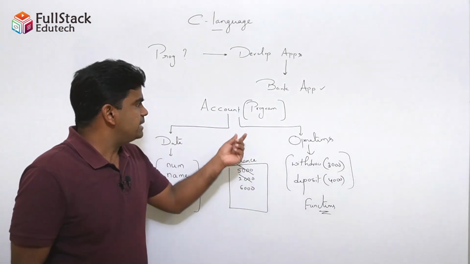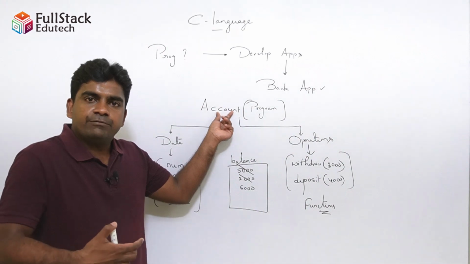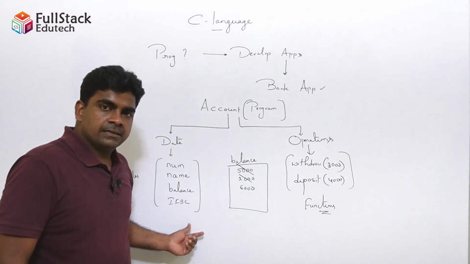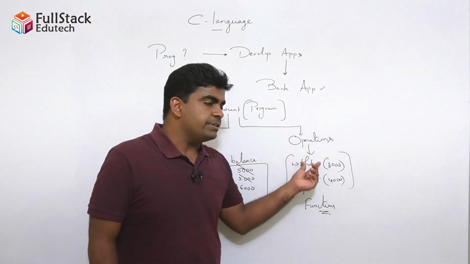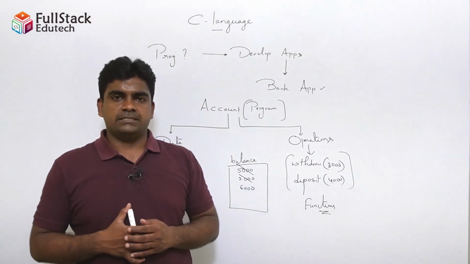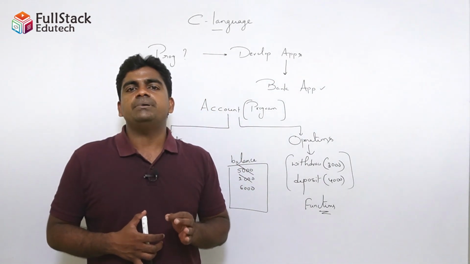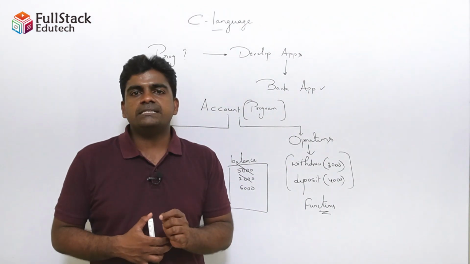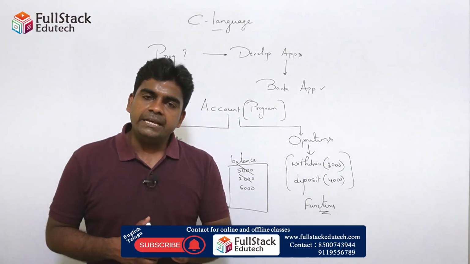The best example is account. That information is account details. Operations means what? Withdraw, deposit, all of these come under account operations. This is a simple introduction of not only the C programming language, but of any programming language.